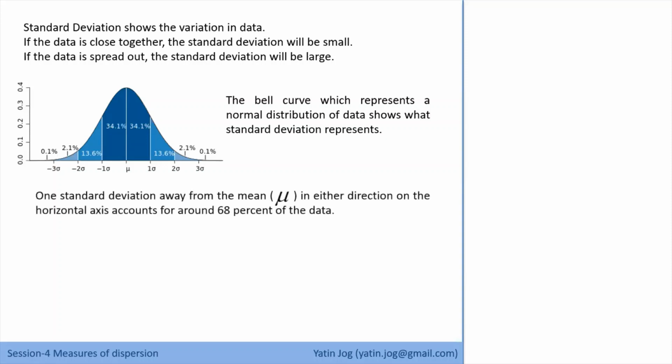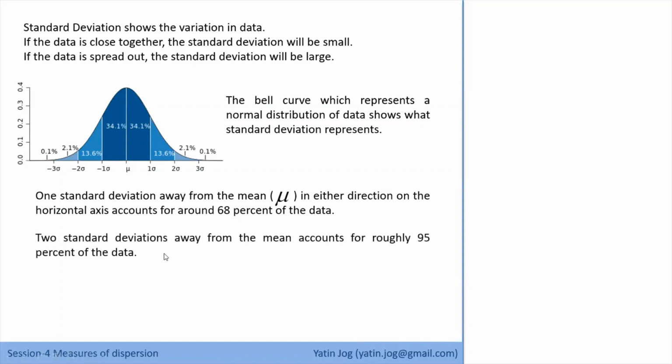As the rule says, as we have discussed, one standard deviation away from the mean in either direction on the horizontal x-axis accounts for 68% of data. That is 95% of data in 2 standard deviations, and 99% of data in 3 standard deviations. This rule of 68, 95, 99 is also referred to as the empirical rule. So this is all about standard deviation in terms of the bell-shaped or normal curve with the 68, 95, 99 rule.